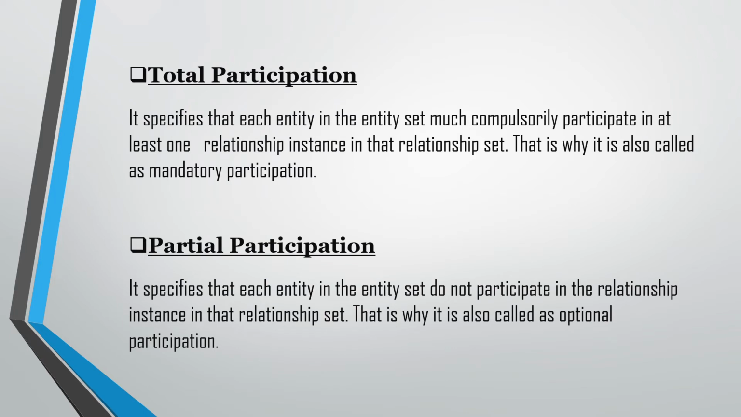Total participation specifies that each entity in the entity set must compulsorily participate in at least one relationship instance in the relationship set. It is also called mandatory participation. The next one is partial participation. It specifies that each entity in the entity set need not participate in a relationship instance in that relationship set. It has another name, which is optional participation.